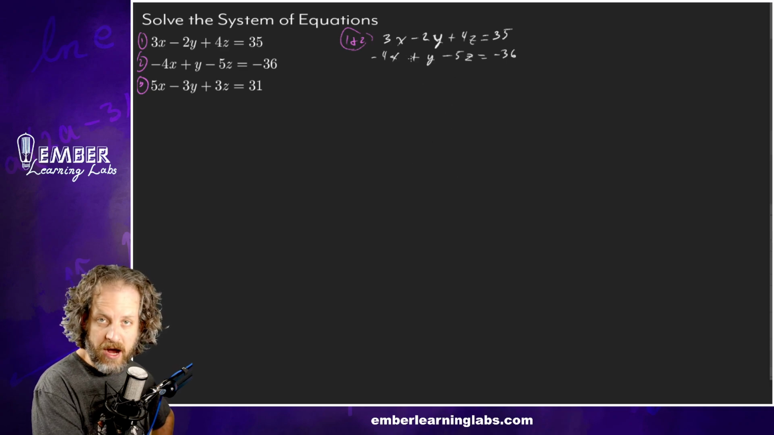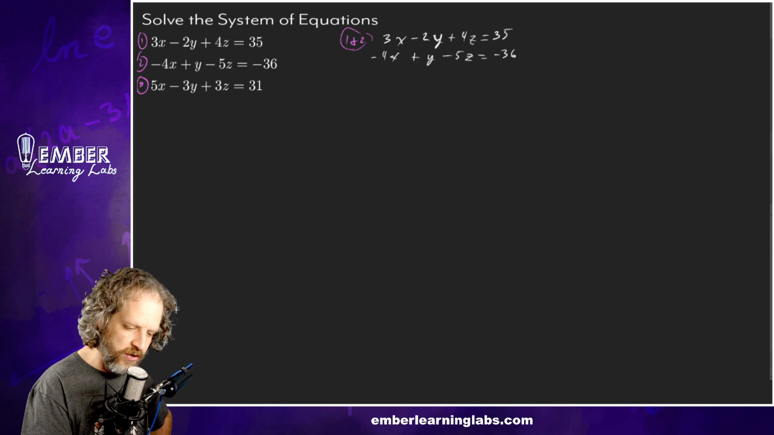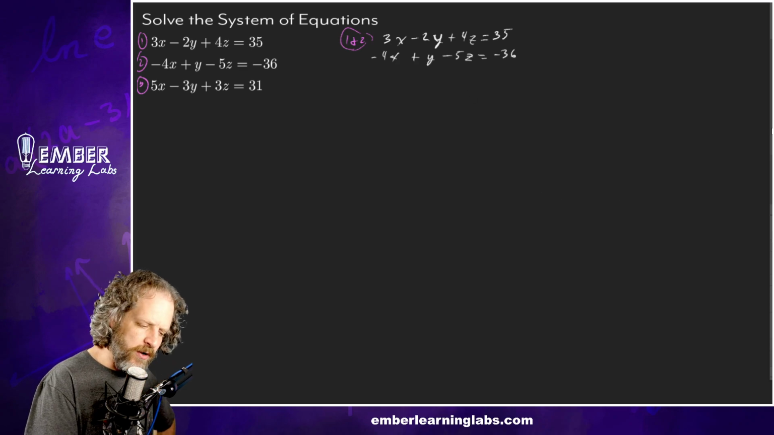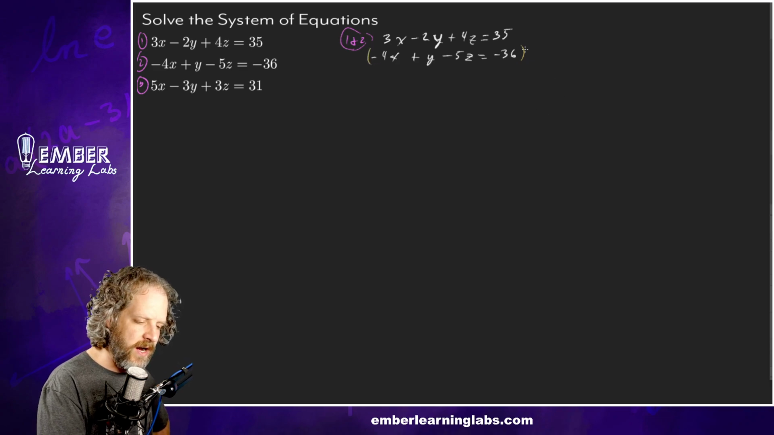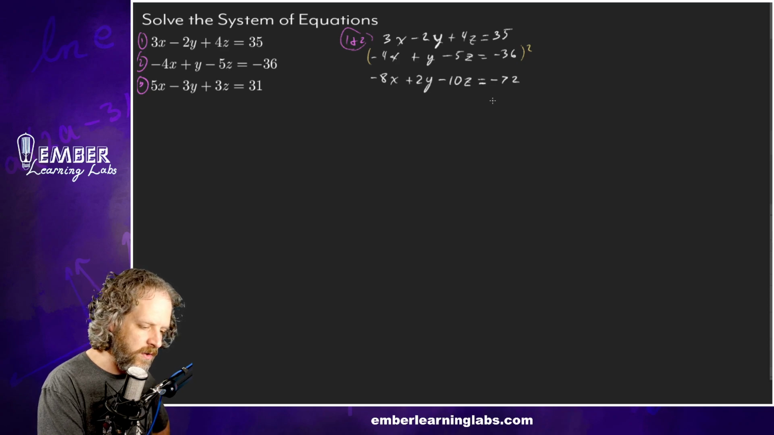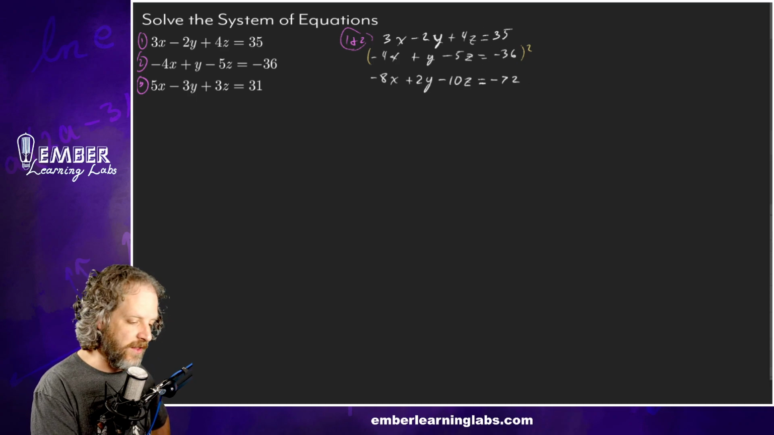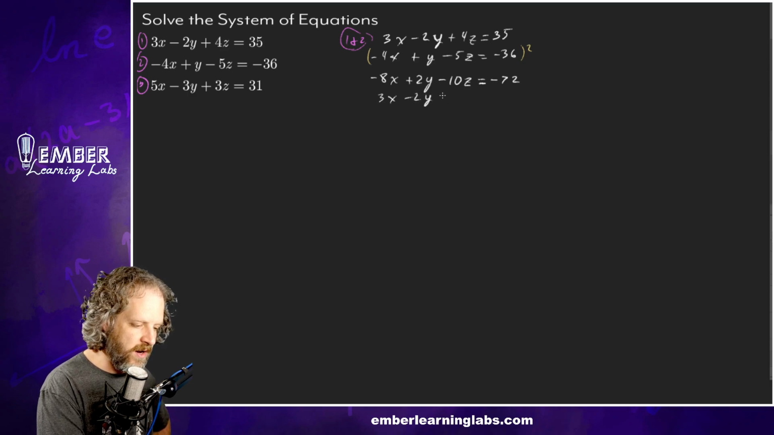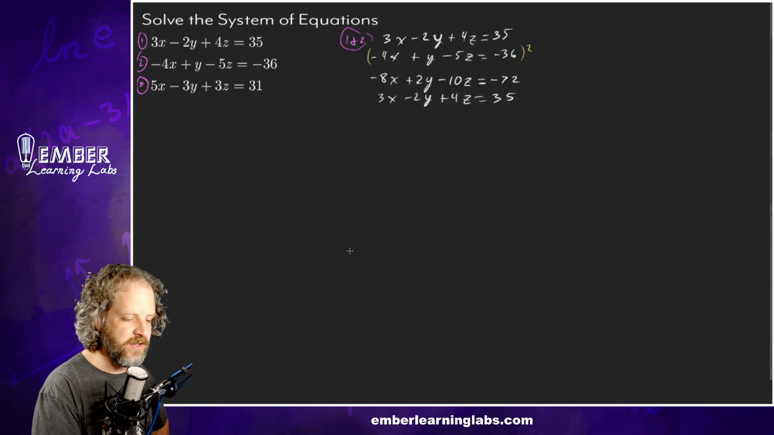All right, we're going to eliminate the y. In order to do that and make them opposites, we would make this one a 2. So we're going to multiply this second equation by 2. That's going to turn into negative 8x plus 2y minus 10z equals negative 72. I'm going to go ahead and rewrite that other one below it just so that they're lined up and we can see what's happening: 3x minus 2y plus 4z equals 35. That's just equation number 1 rewritten.